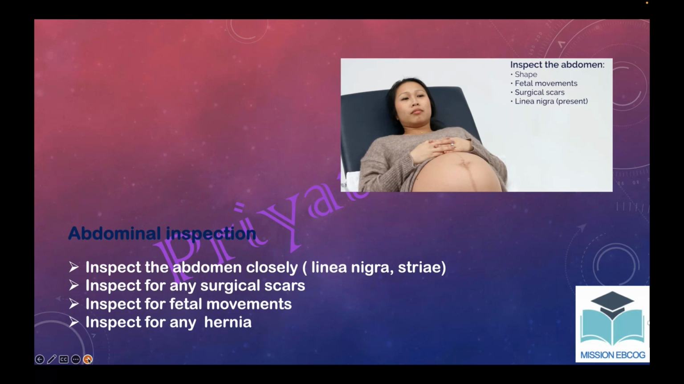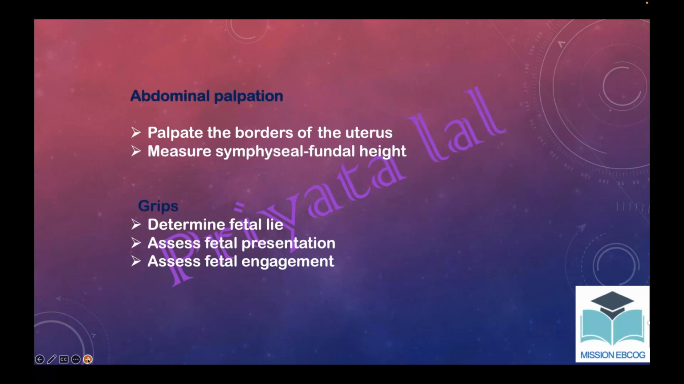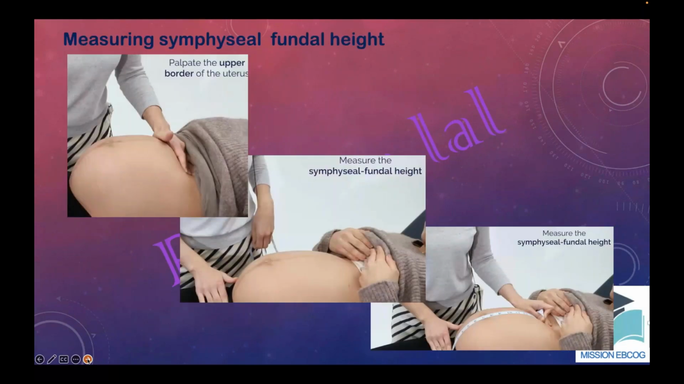We know that it would be the palpation. So in the palpation, what will you do? First, you will measure the symphysiofundal height. Then you have to do grips. In the grips, you assess the fetal lie, fetal presentation and engagement. So it is very basic and you already know it, but you have to speak every word, every step of yours, and do it.